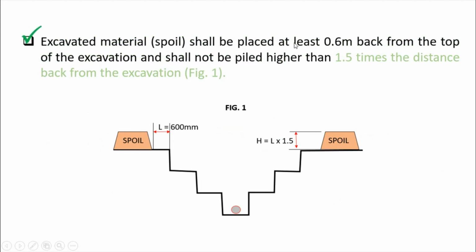Excavated material spoil shall be placed at least 0.6 meter back from the top of the excavation and shall not be piled higher than 1.5 times the distance from the excavation. So the height is equal to 1.5 times the length, okay, 0.6 meter times 1.5, that is the maximum height if you have a 0.6 distance, because this is to make sure that any spoil will not contribute to the edge or to the wall of the excavation.